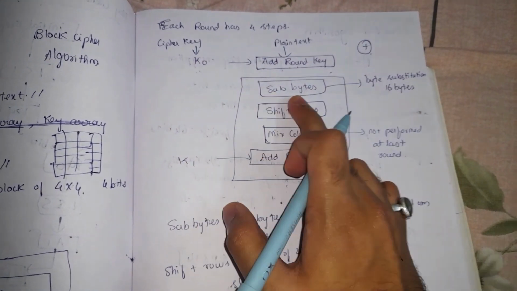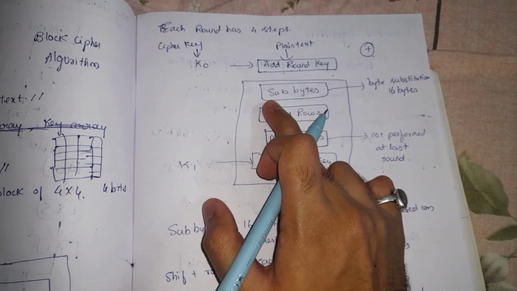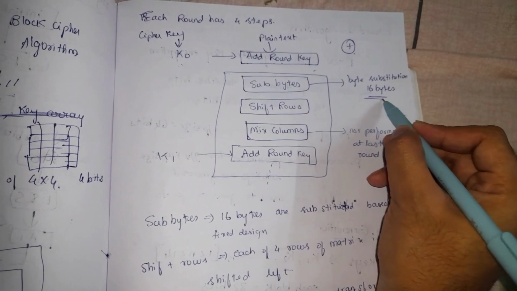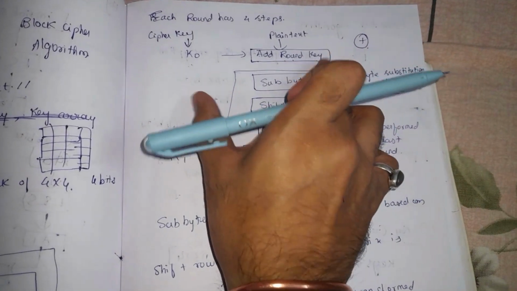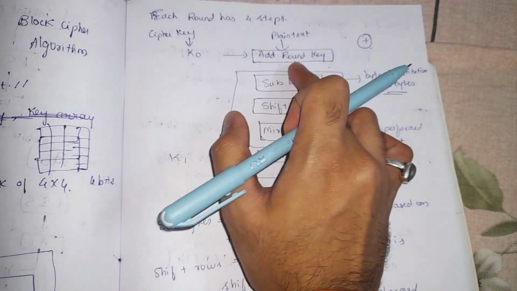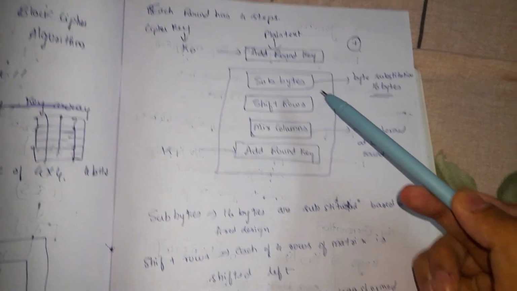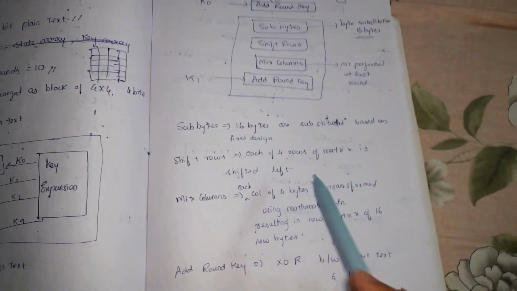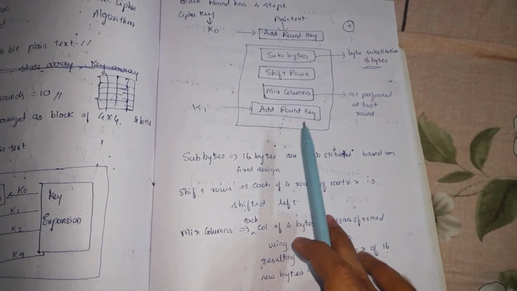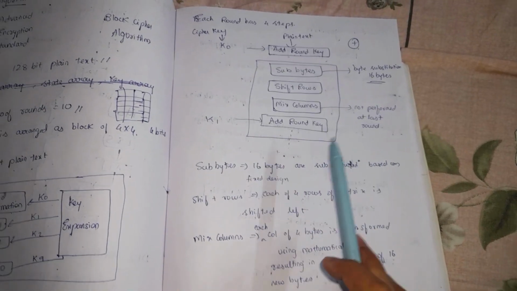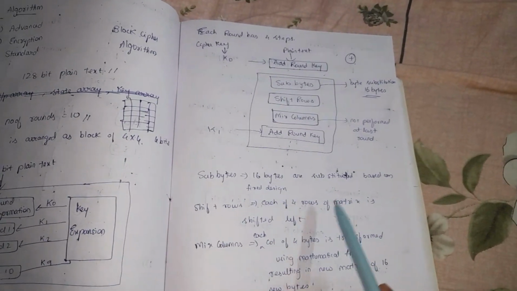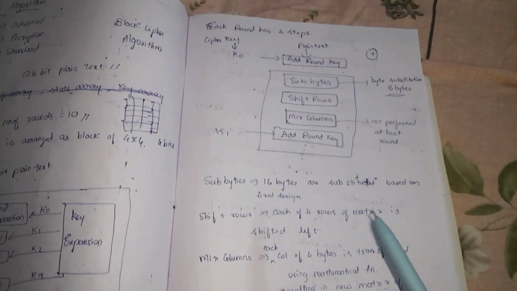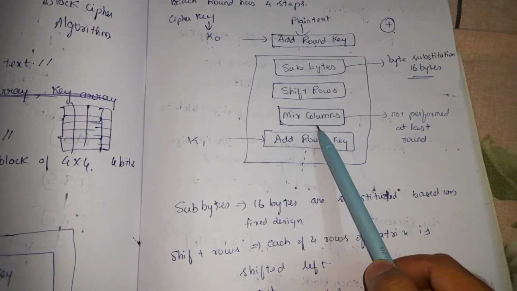Next, sub bytes. The bytes are substituted. Byte substitution is done. A total of 16 bytes are substituted in the plain text obtained after performing the add round key operation. After that, shift rows. I have said earlier that plain text is arranged in the form of a 4 by 4 matrix. Each row of the matrix is shifted left. Left shift is performed here, and then mix columns is performed.